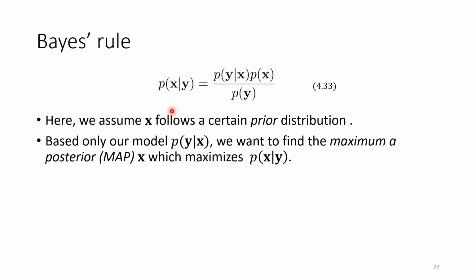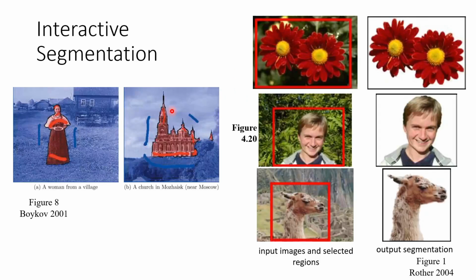straightforward, that is clear. Okay, by the definition. And let's see its application. It's called interactive segmentation. So there are two examples.